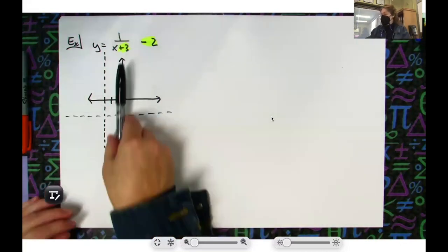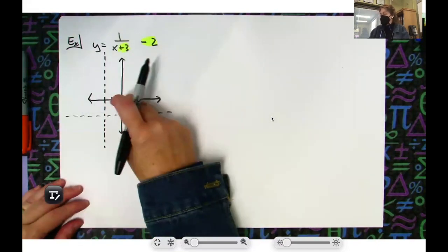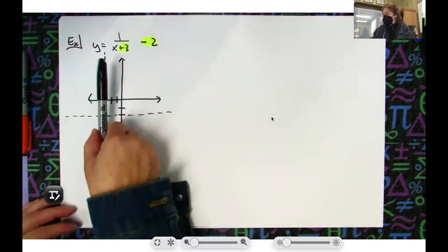And if you can see it, here's my original x and y axis, makes an x, makes a cross. All right, it's been shifted to the left and down. So here, where those dotted lines are, are my new axis.